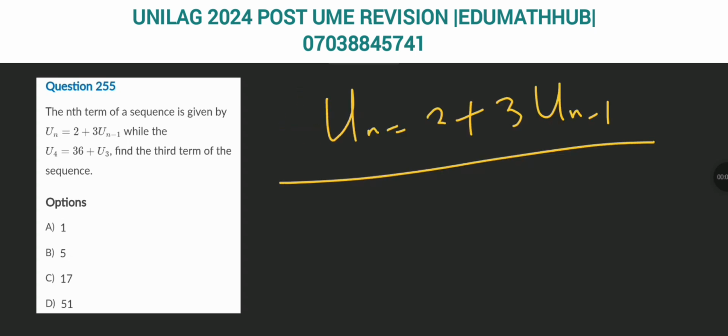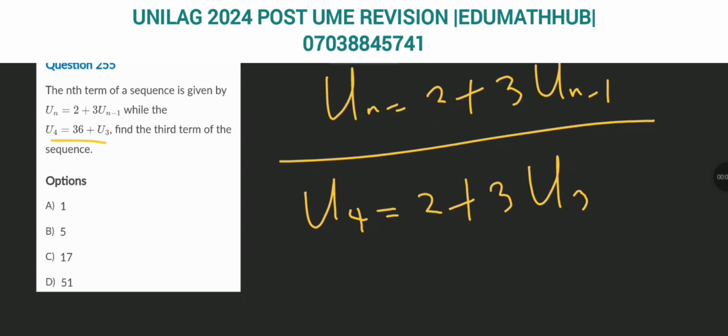So all you have to do is write out the expression, then start with the first value of n which you are given, which is u4. So n is equals to 4. Plug in u4 into the expression above. So that will be 2 plus 3 into u of n minus 1. That means 4 minus 1 because n is 4. So 4 minus 1 will give you 3. So this is the expression for u4.